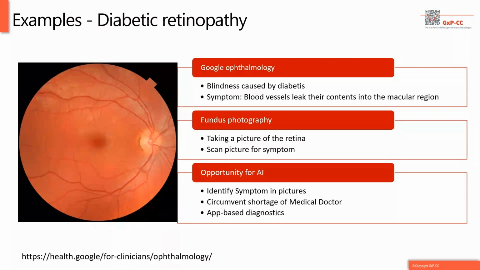It's far from it. But the idea is there is a certain kind of blindness that is caused by diabetes. And there is a symptom that you can see, and that is that some blood vessels in the eye, in the retina, leak out. And you can see this in the macular region, the yellow spot in the eye. So when you want to see this, you'll take a photo of the retina and look whether there's any blood in this yellow spot.